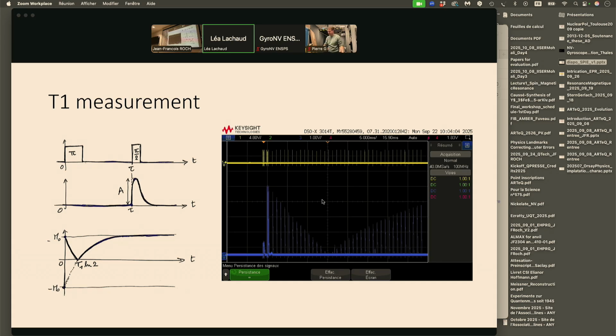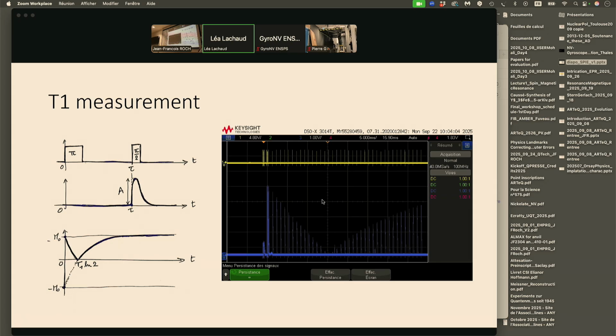So to measure this, we're going to first apply a pi pulse, switching all the spins to the anti-parallel direction, and wait. We're going to wait for a duration, and we can vary this duration, wait longer and longer, and once we have waited, we detect the spin response. And here is the trick.